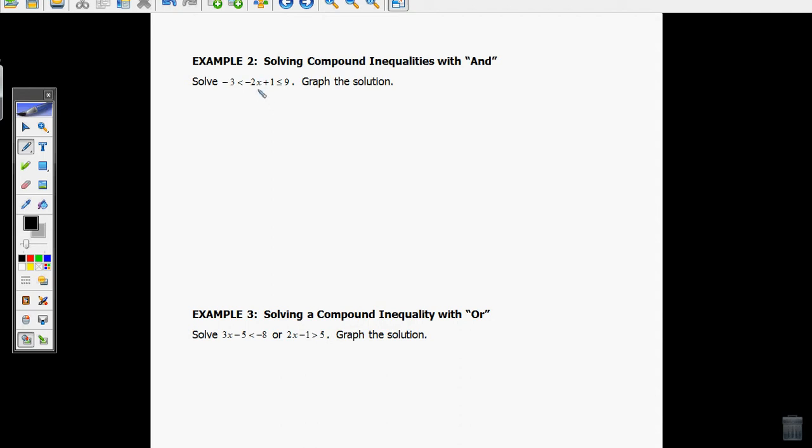So I still want this to have just an x right in the middle. So I want to move everything away that's not an x, but when I subtract 1 right there, I also have to subtract 1 on the right, and I have to subtract 1 on the left. So that means that in my next step I have negative 4 less than negative 2x less than or equal to 8.